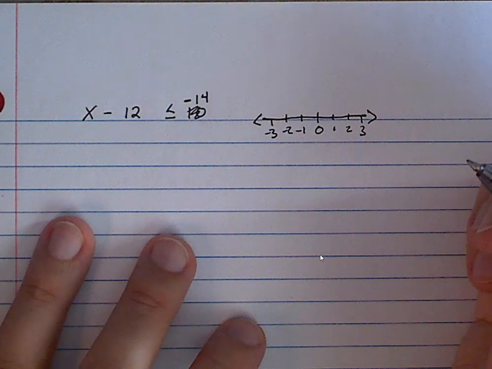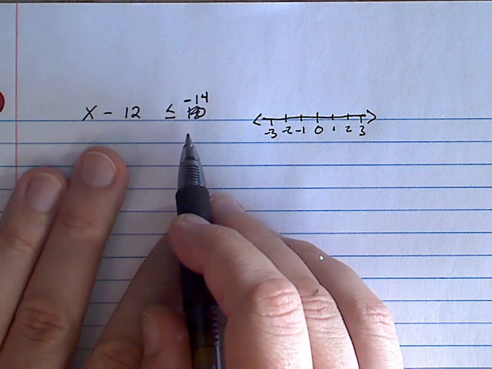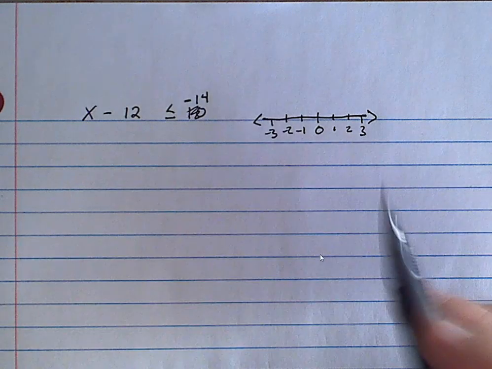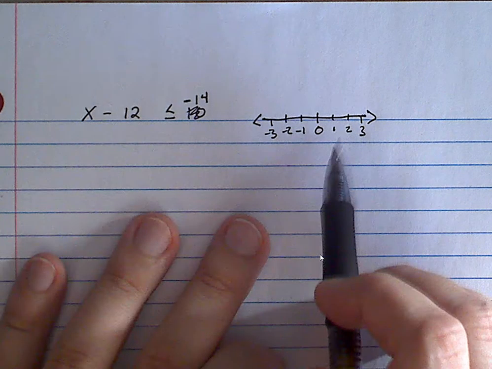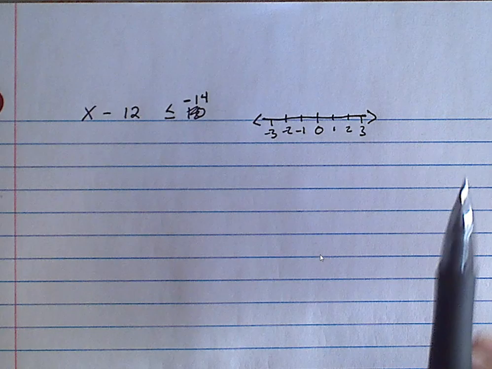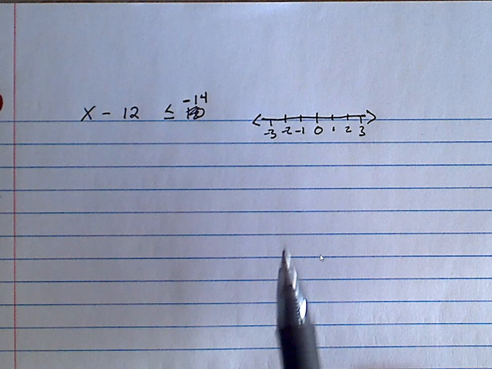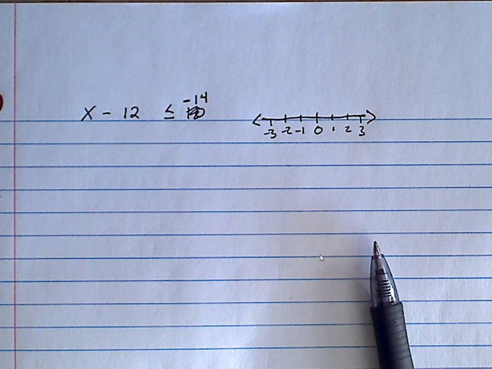So I want you to solve this, and then I want you to figure out what kind of dot it should have, put the dot on the graph, and then decide if the arrow should go to the right or if the arrow should go to the left. So give it a try. Raise your hand when you think you've got it. I'll come around and check.